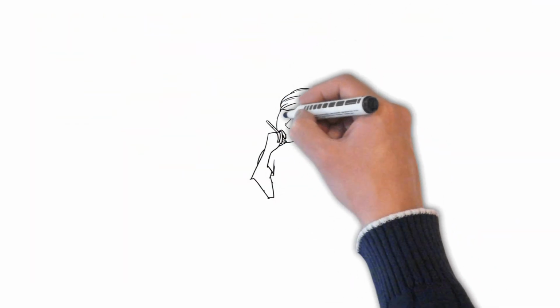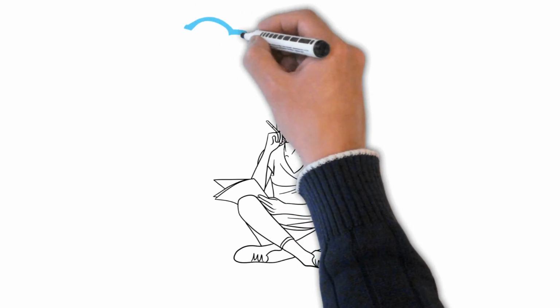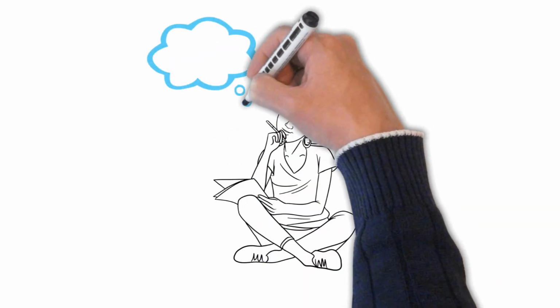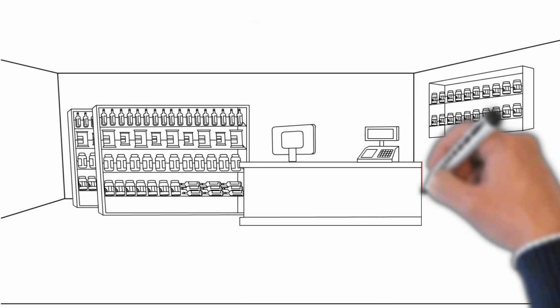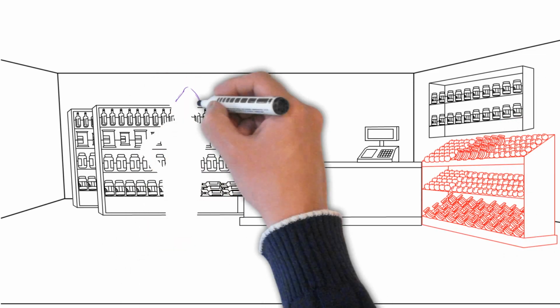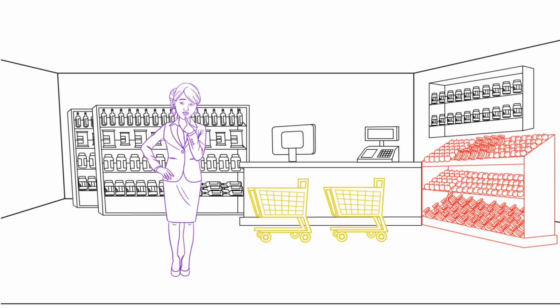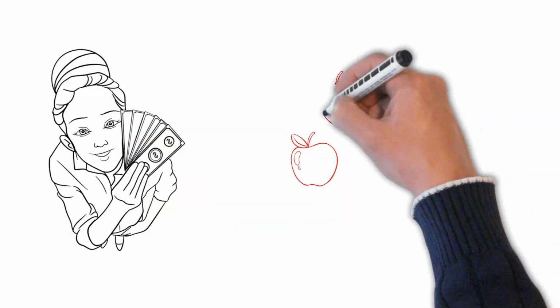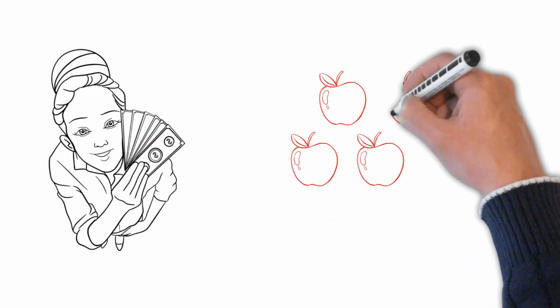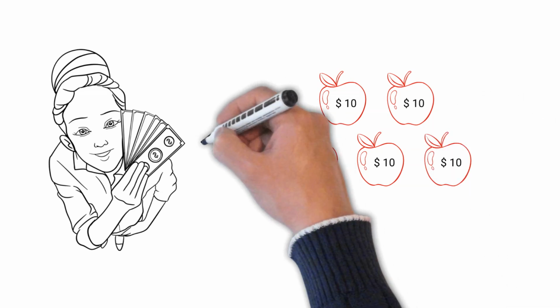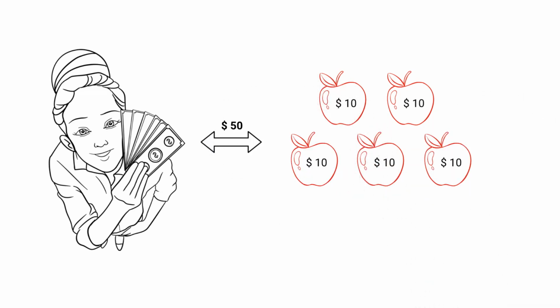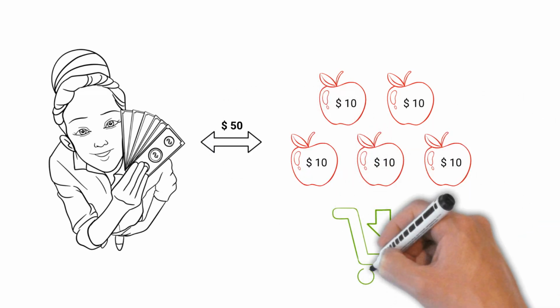So, you have cash and want to do something with it. What are the options? Let's say you decide to use your cash to buy some goods. Goods will be your asset, your inventory. Imagine you buy 5 apples at $10 each, spending $50. What happens? You give away your cash and receive 5 apples in exchange.